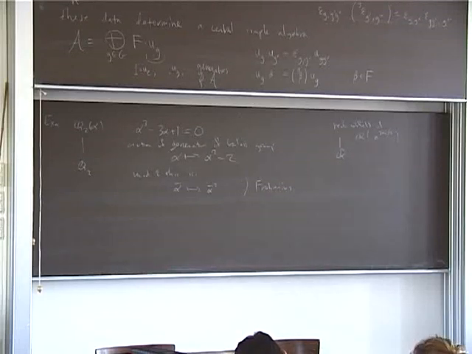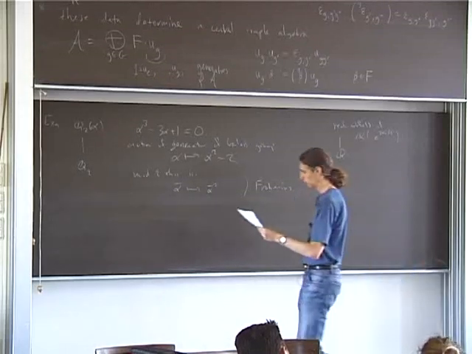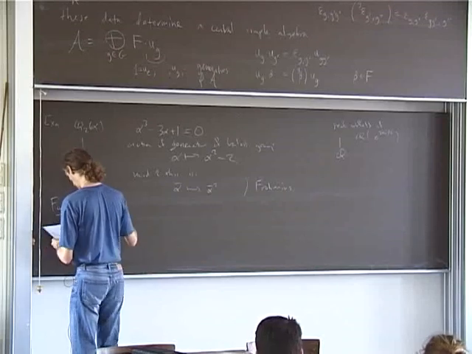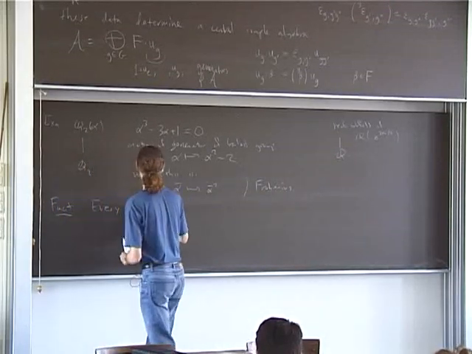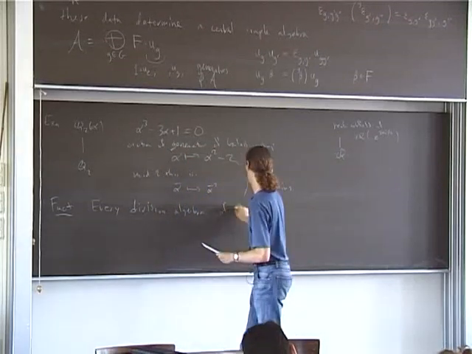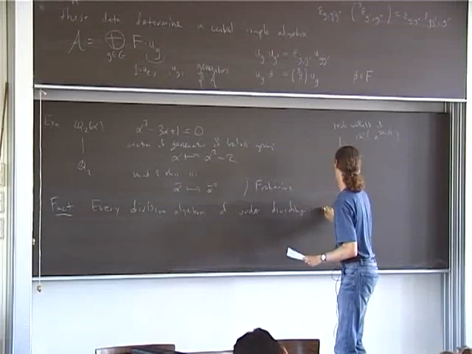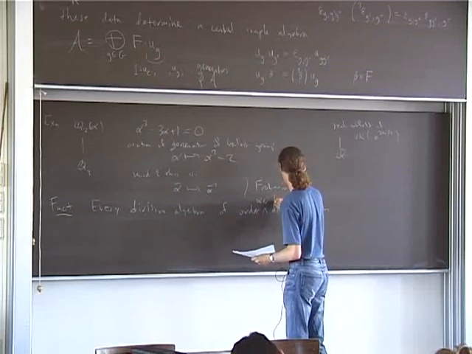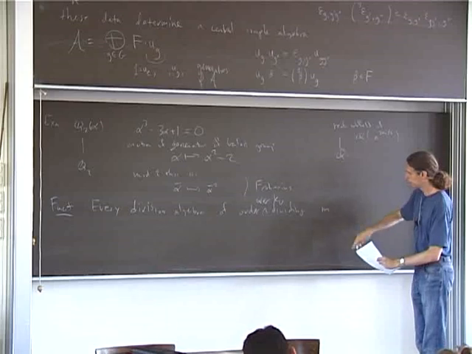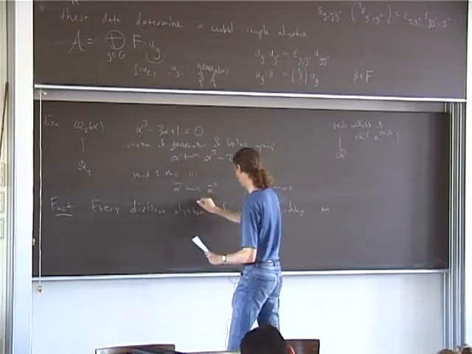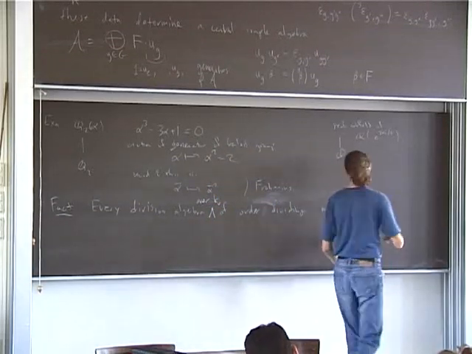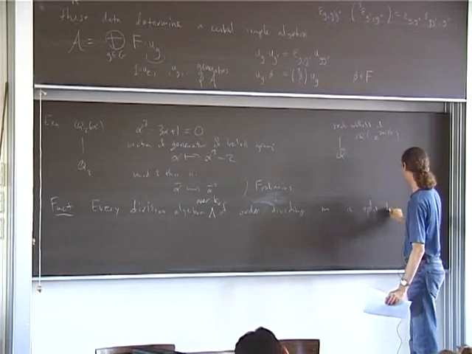Okay, so now I just realized I might get something wrong later. Well, I probably will get something wrong later, so yeah, sorry about that. The fact is that every division algebra over the p-adic field K_V of order dividing m is split by the extension.